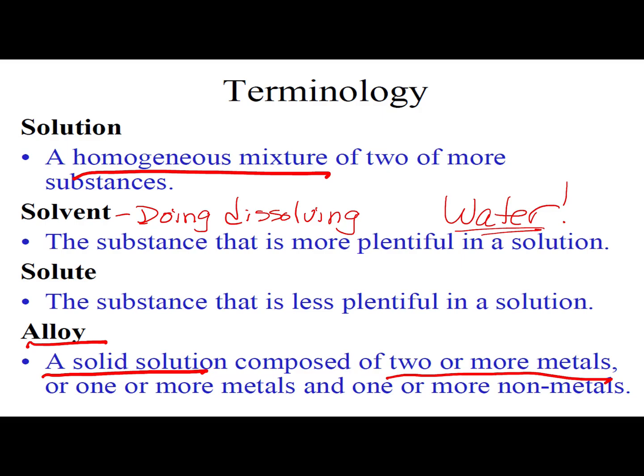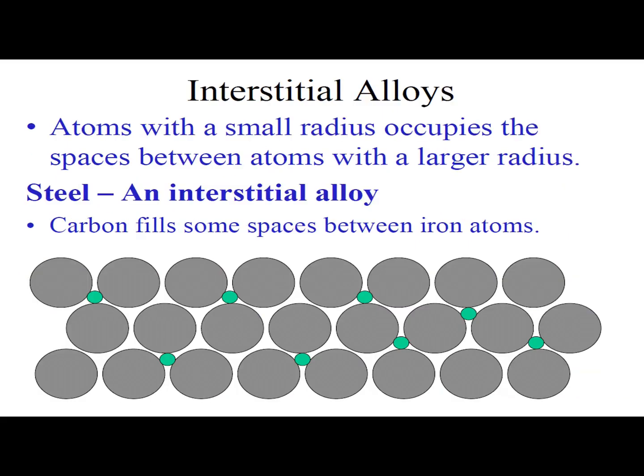When we look at alloys, there are two types of alloys. There are interstitial alloys, and steel is actually a great example. Steel is a mixture of carbon and iron. And so atoms with a small radius are going to occupy spaces. So interstitial means between spaces. It is considered to be a solution. This is a homogeneous mixture, so this is an example of a solution. Iron is the solvent, and carbon is the solute.